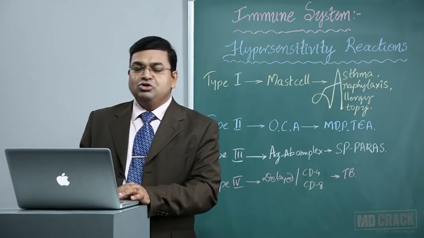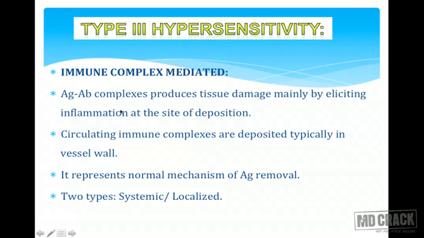Type 3 is also known as immune complex mediated hypersensitivity reaction. Antigen antibody complexes, whichever are formed, get circulated in the blood but get deposited at the site of production, and these immune complexes very classically get deposited in the vessel wall. Of course, the formation of antigen antibody complexes is a normal phenomenon for removal of the antigen, but if these complexes are not removed from the body, then only the person will develop an immune complex mediated hypersensitivity reaction. So there are two types, generalized and localized.